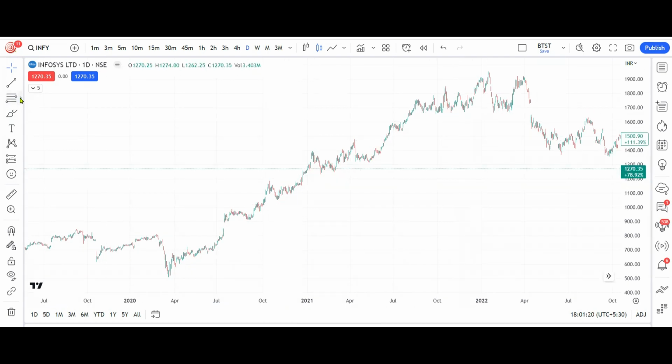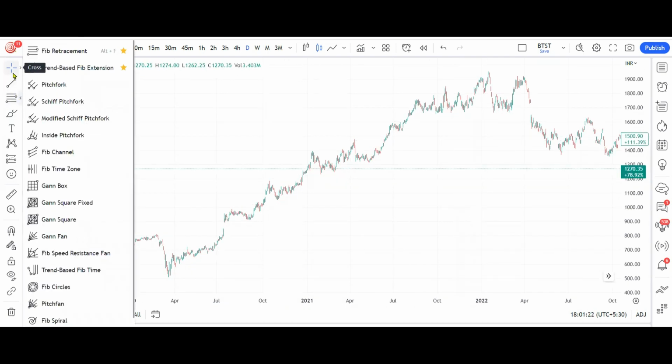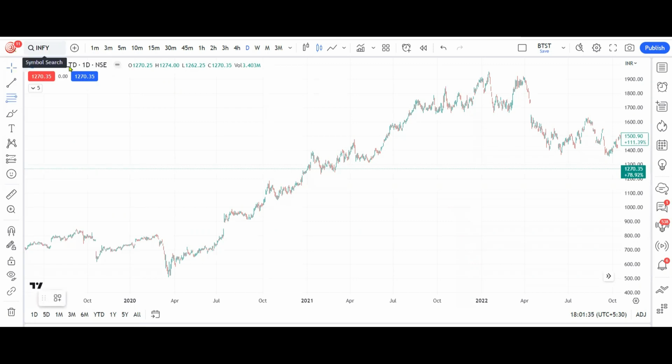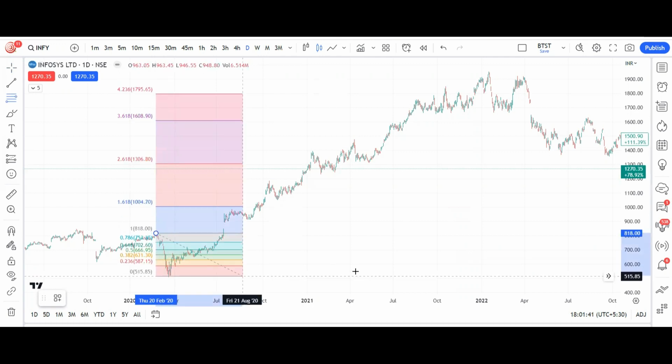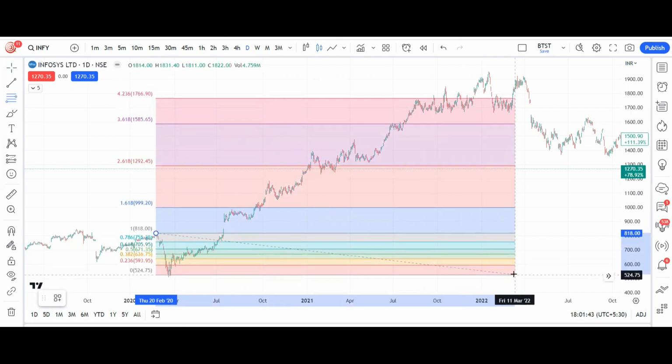I go over here on my third icon, and over here I have Fibonacci retracement and a second one called trend-based Fibonacci extension. We're going to take retracement. So this is the high, this is the low, and I'm going to just draw it.